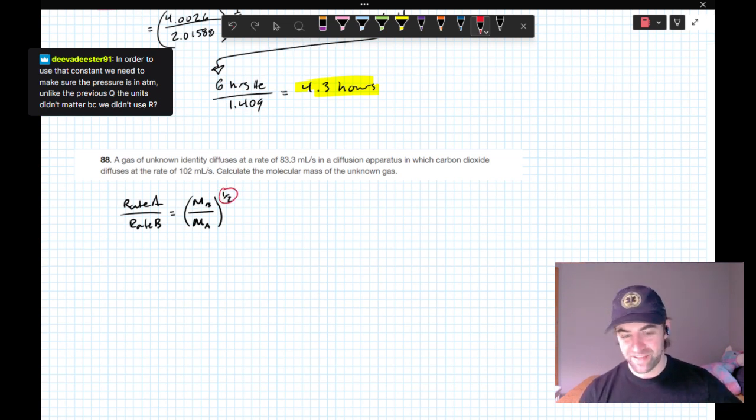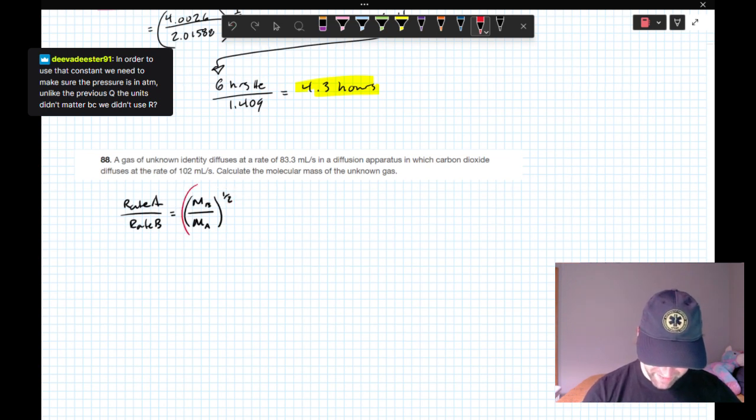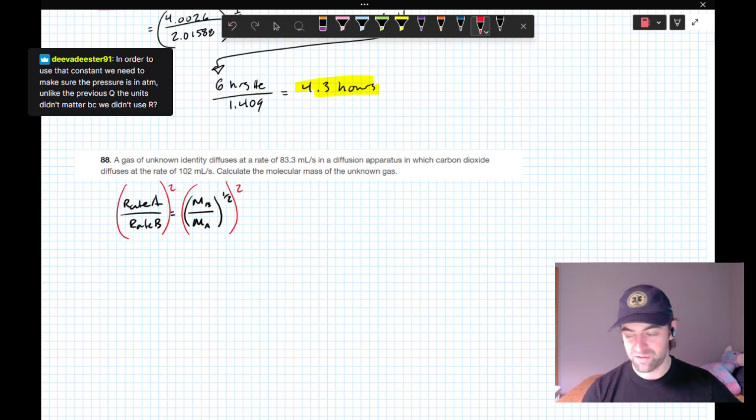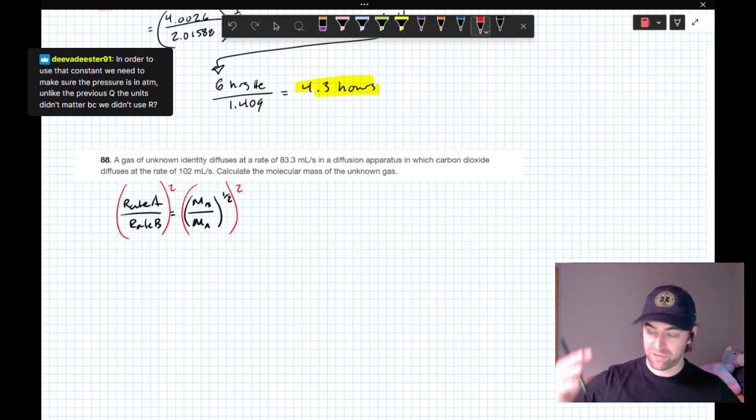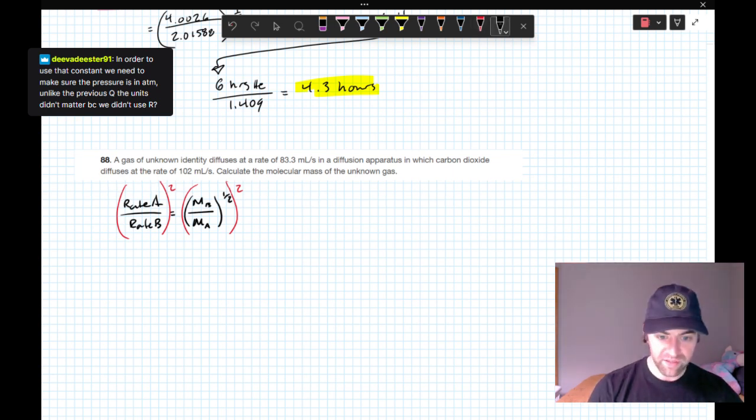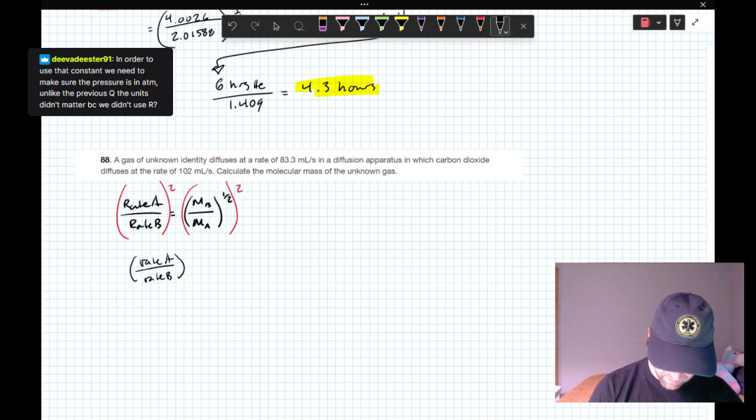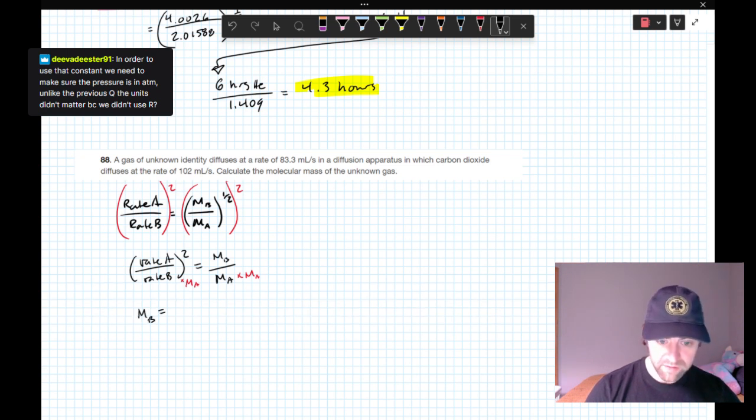This requires a little algebra. I had to look up what the exponent rules were. If you already knew them, fantastic. But to get rid of this, you simply raise each side of the equation to the reciprocal exponent, which will give us rate A over rate B, squared, equals MB over MA. Multiply both sides by MA to get MB on its own.